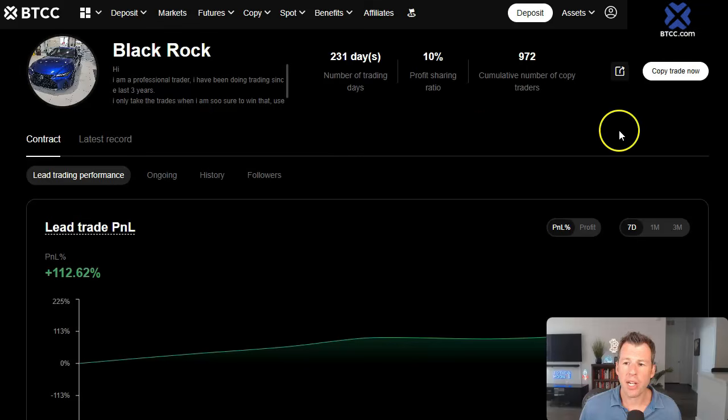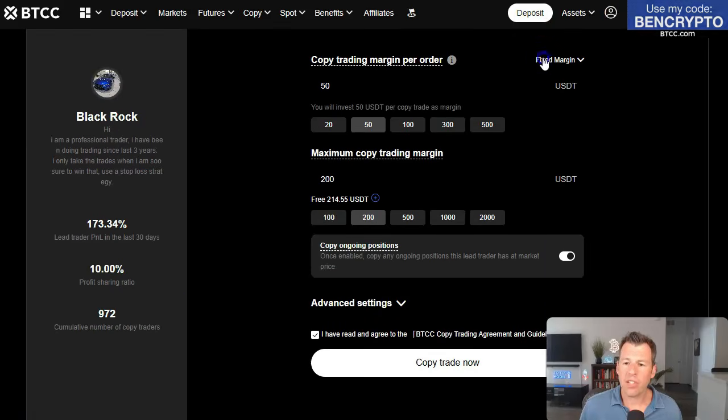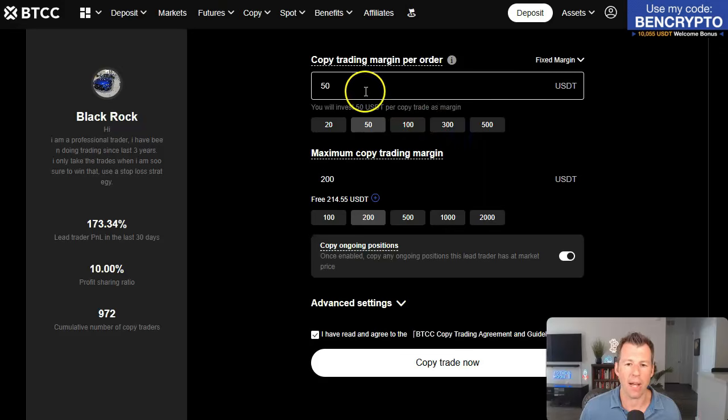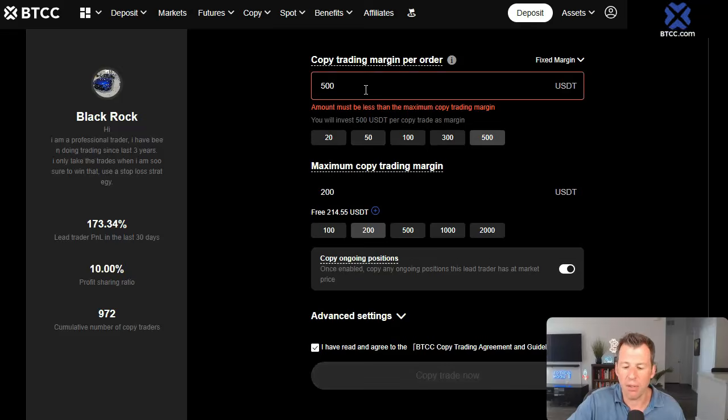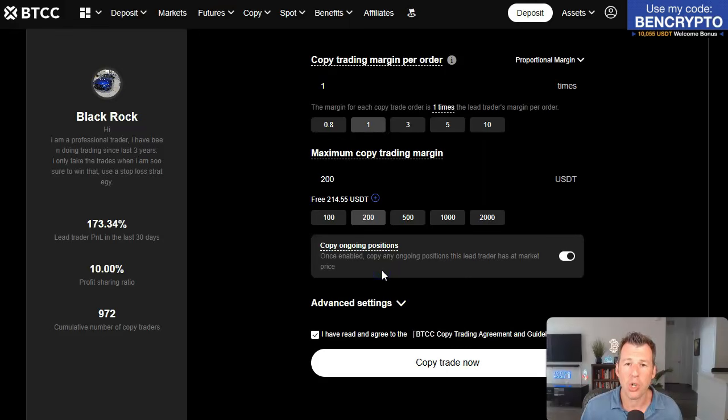Now to start copy trading them, you're going to go to the top right, copy trade now. Now, fixed margin versus proportional margin. Fixed margin just means regardless of how much they put in each one trade, you're going to put the same dollar amount. So if it's 50, every trade you copy them, put $50. You want 500, put $500. Proportional margin, that just means if they put a larger proportion of their portfolio in one trade, so it's a higher conviction trade, you want to reflect that as well.